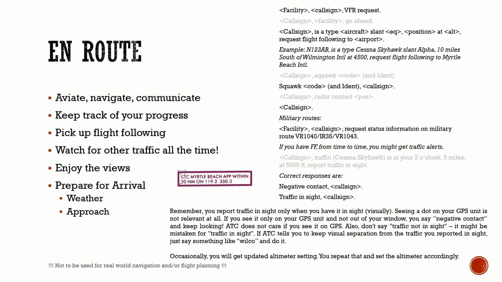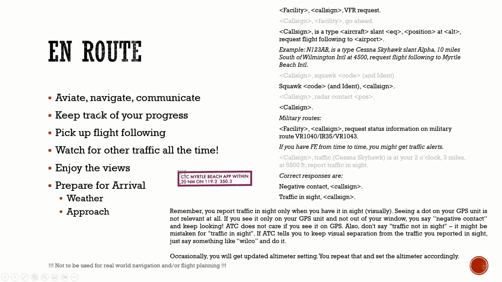Having that on your GPS or whatever just doesn't count, and it is completely irrelevant. ATC wants to know if you see them out of your window, not if you see them as a dot. Don't even tell ATC, I got them on my GPS. They really don't care. And it's the same as in real life.